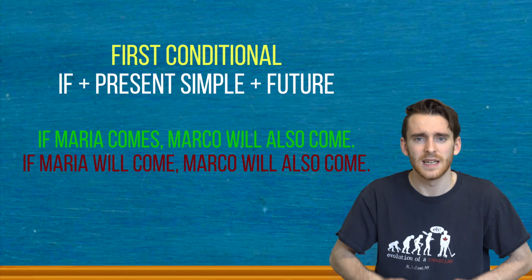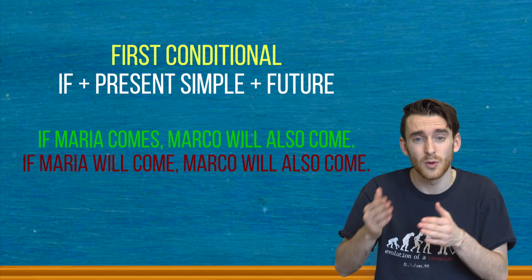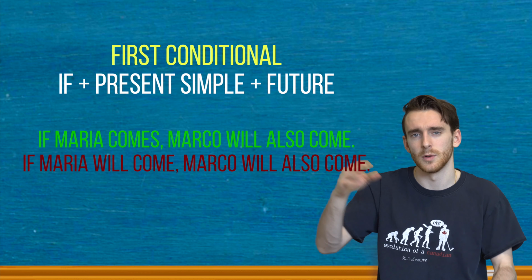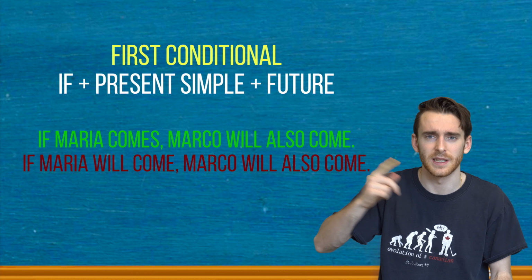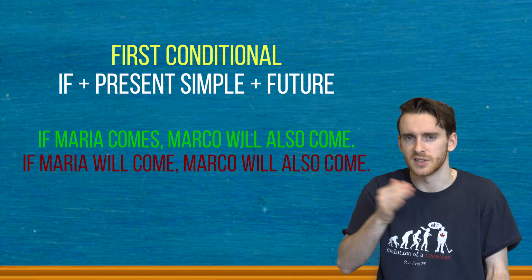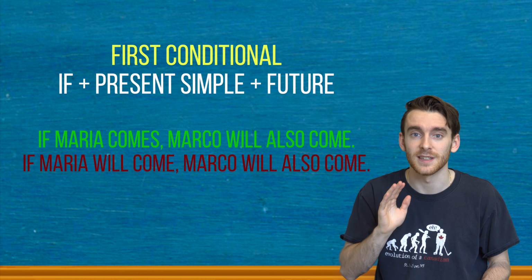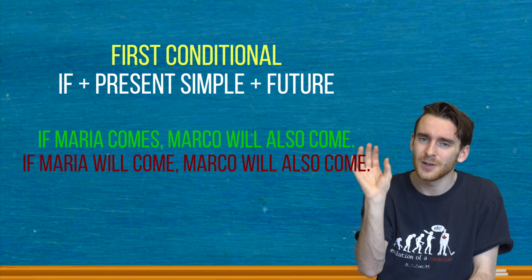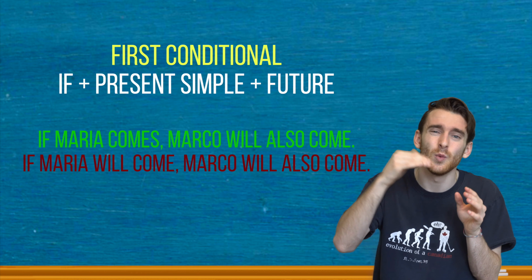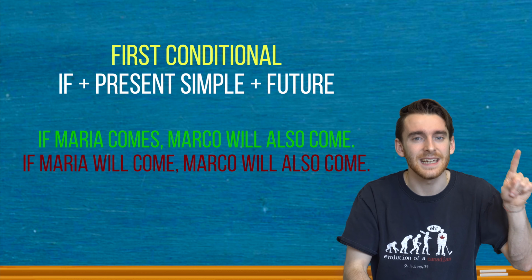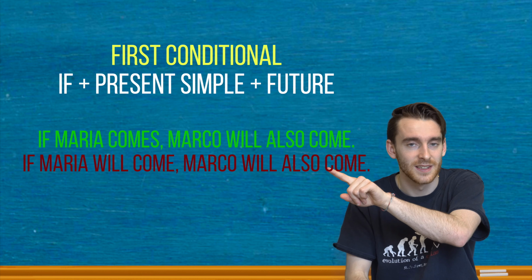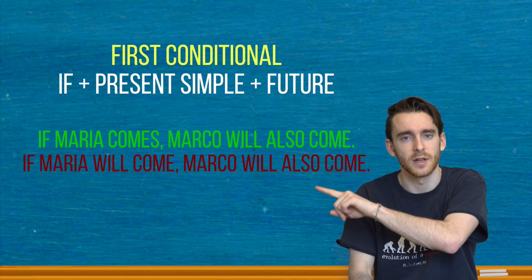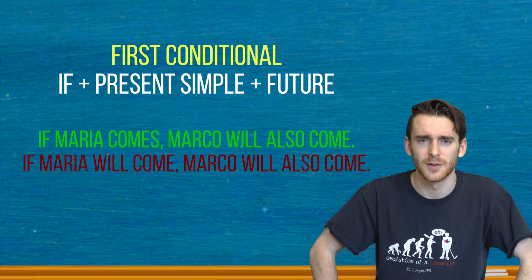Another example, if Maria comes to the party tomorrow, Marco will also come. Why will Marco come only if Maria comes? Because Marco likes Maria. He has a secret crush on her. He loves her. So there's this condition because he only wants to go to the party if Maria goes to the party. So if Maria goes to the party, Marco will also go to the party. Simple as that.